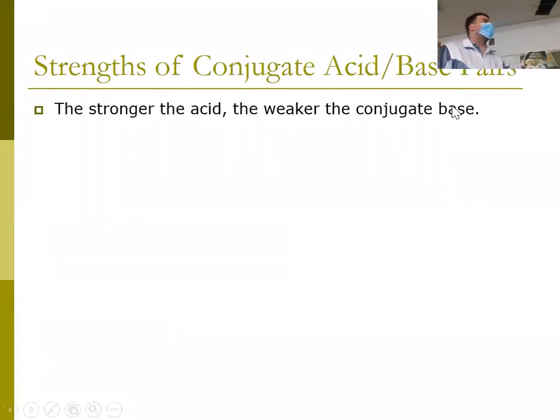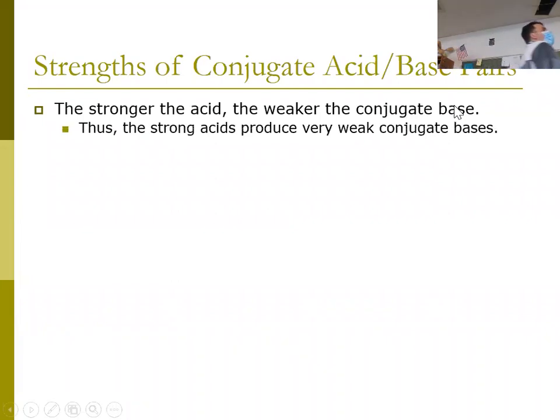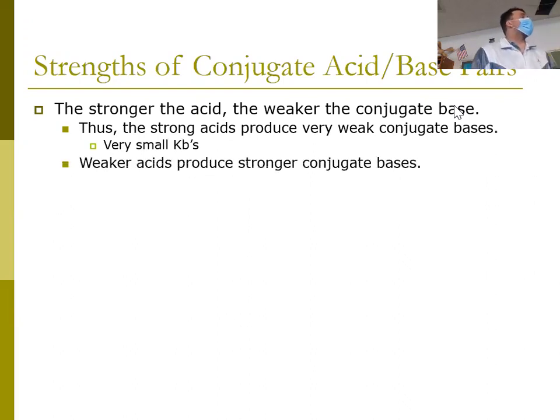So here's where we're trying to get to today. The stronger the acid, the weaker the conjugate base. We know that salts can be acidic or basic. This is going to determine whether things are acidic or basic. So the first rule is the stronger the acid, the weaker the conjugate base. That's just how that works. So strong acids have a very weak conjugate base. Strong acid, weak base. Weaker acids have a stronger conjugate base.